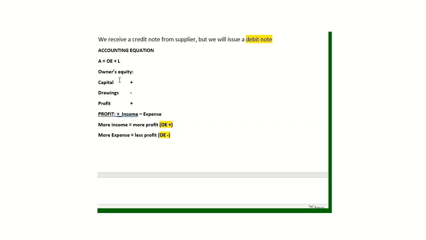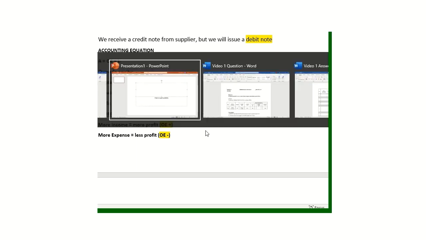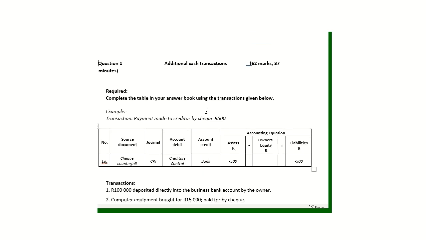But in the accounting equation, there is no profit, or in the types of account, no profit. There's only income and expense. So how do we get profit? Income minus expense. More income is more profit, so his equity will increase. But if expenses increase, it means he will have less profit, so his equity will decrease. Good, so now that we've got the basic rules, let's go to a question.